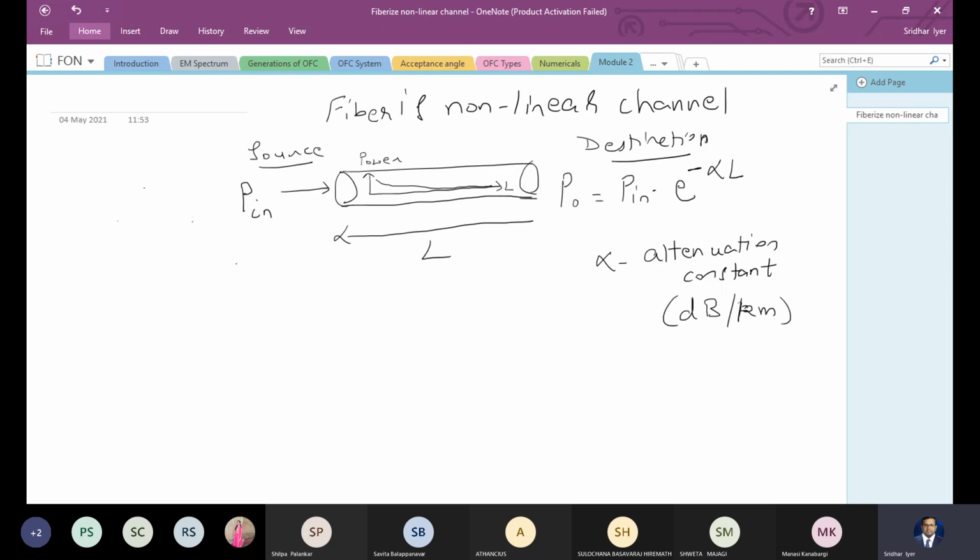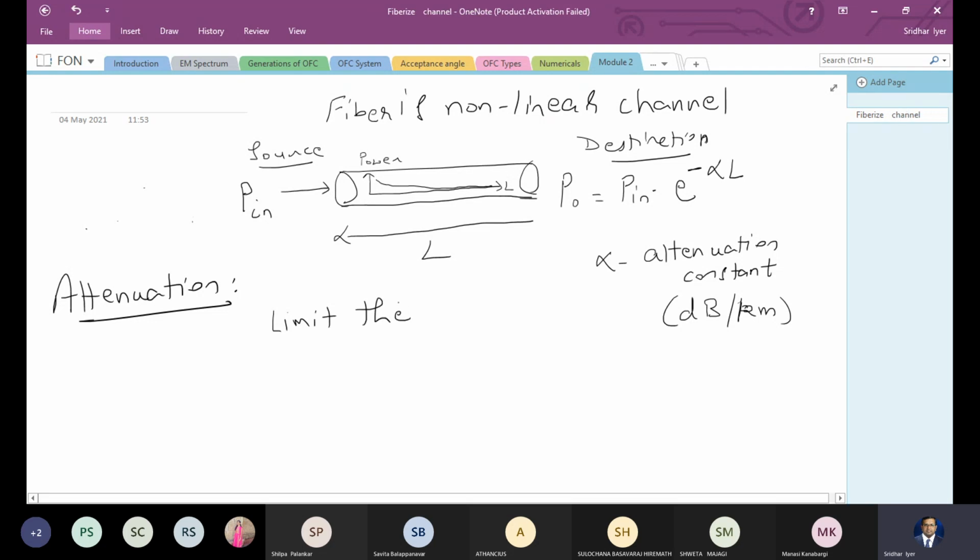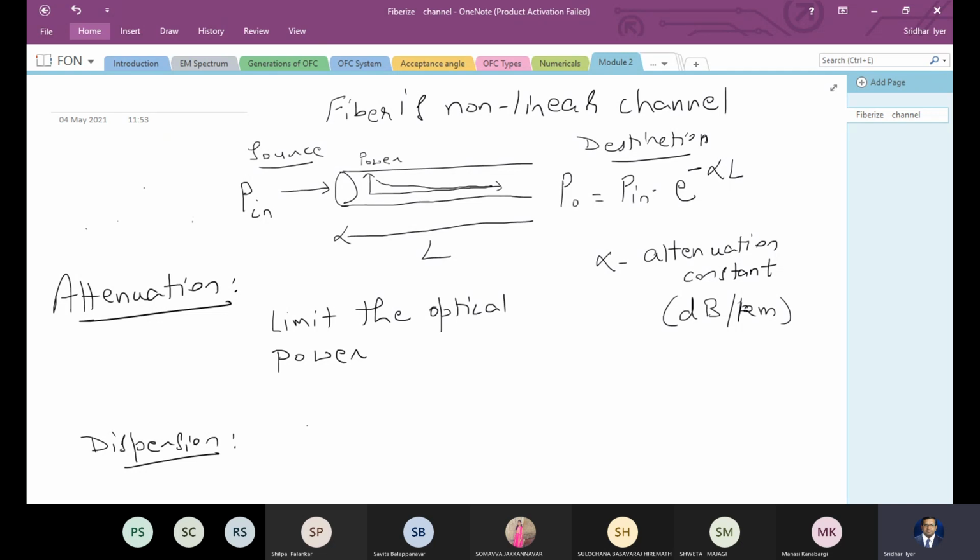That is what module 2 is going to deal with. It is going to tell us about attenuation, where this power decay will be explained in much detail, and we'll see that this attenuation is going to limit the optical power. And the other factor which we are going to look at in this module is dispersion. Now this dispersion, I think I told you in the last lecture.